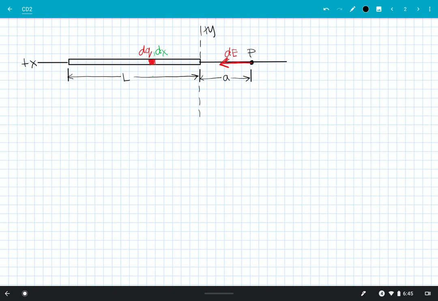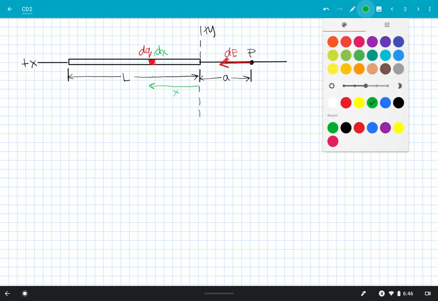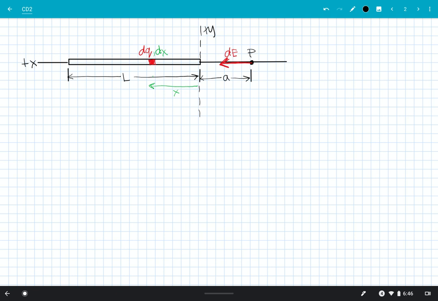So I can leave my dq and dx and stuff from the other diagram, my dE. I'm going to draw in where my x would be, always from the origin to your differential element. So here's x. And of course, that's positive x since x is positive to the left. All right. So what we're starting with again is that the electric field due to a point charge is kq over r squared. We're writing that in differential form, k dq over r squared. And that's the expression that we're going to integrate.